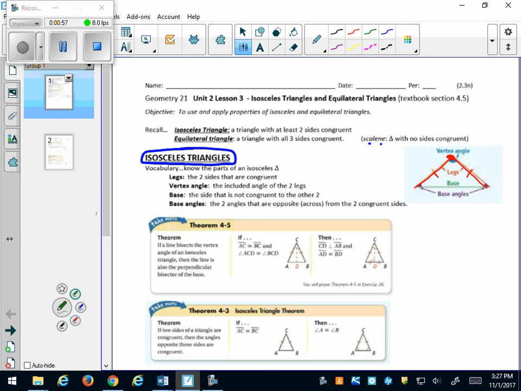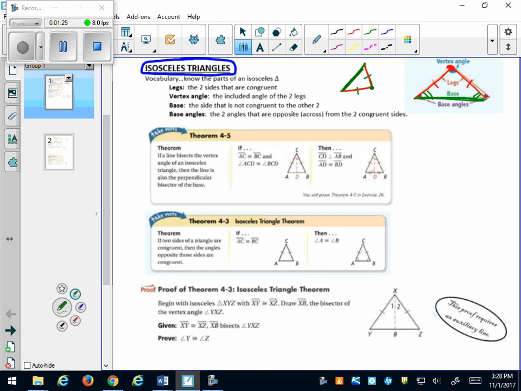The third side that's not congruent to the other two sides is called the base. And those other two angles are called the base angles. So even if this was sideways like this, we would have our two legs here, and our base would be this green side here. Our vertex angle would be where the legs come together. So the base doesn't mean bottom. It just has a different definition you've got to be aware of.